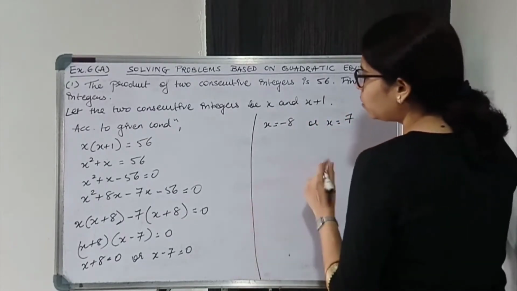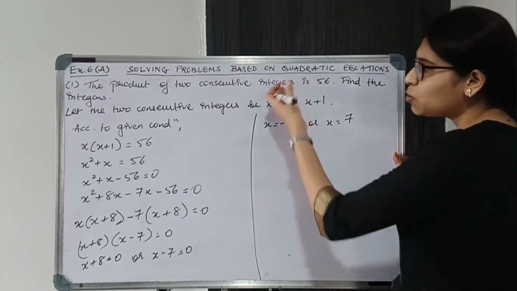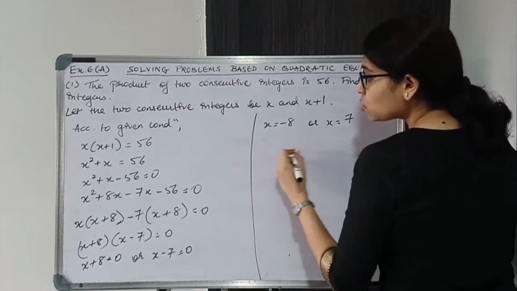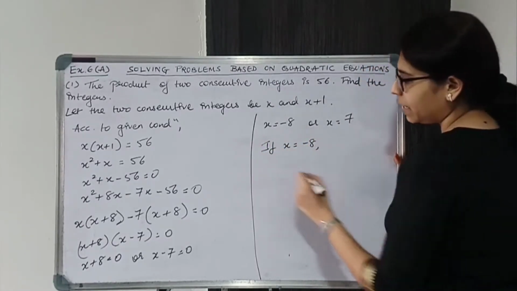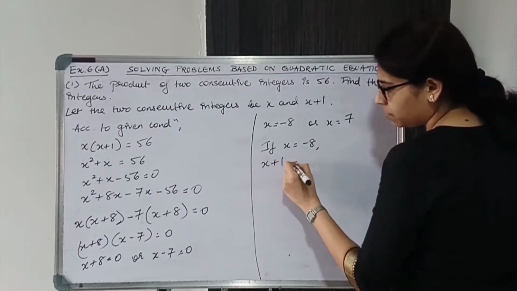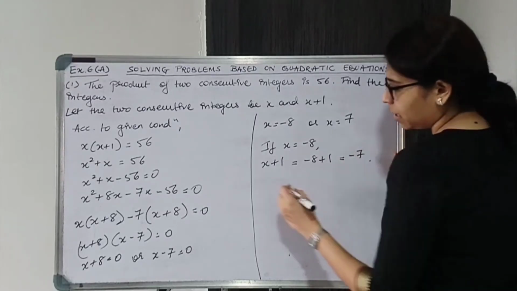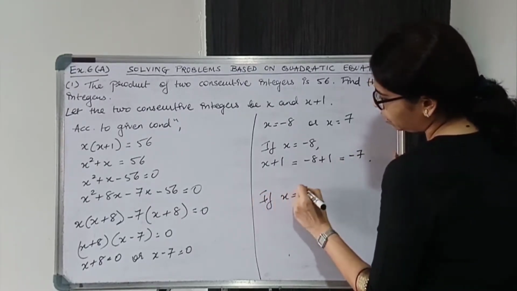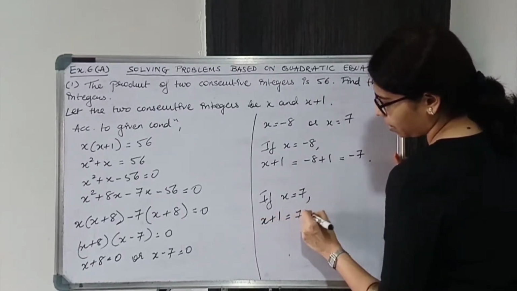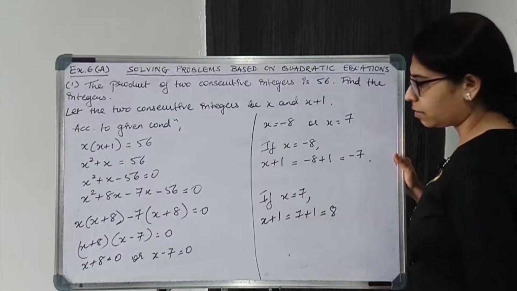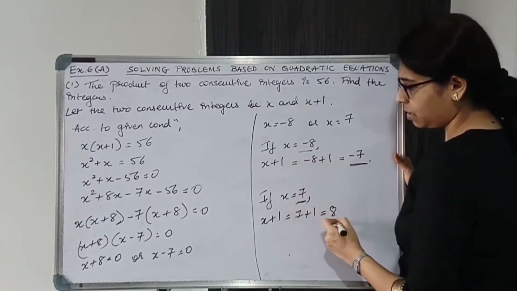Alright. Now it can be negative or it can be positive. There are two possibilities because integer बोला है. Okay. So if x is equal to minus 8, then x plus 1 will be what? It will be minus 8 plus 1. So it will be minus 7. Okay. And if x is equal to 7, then x plus 1 will be 7 plus 1, which is equal to 8. Alright, so there are two possibilities. It can be minus 8 and minus 7 or 7 and 8.